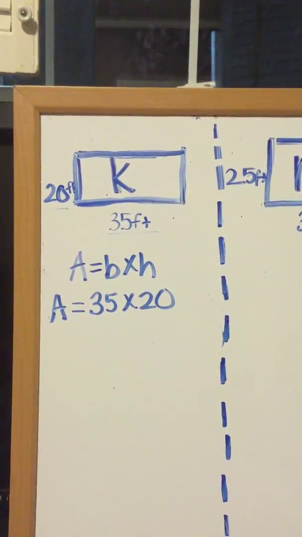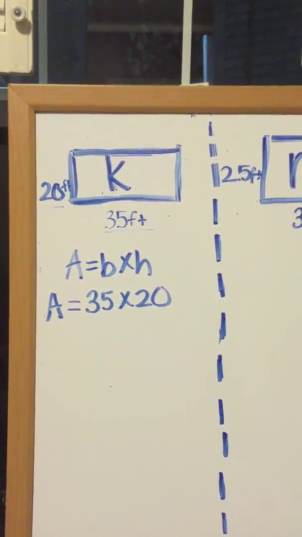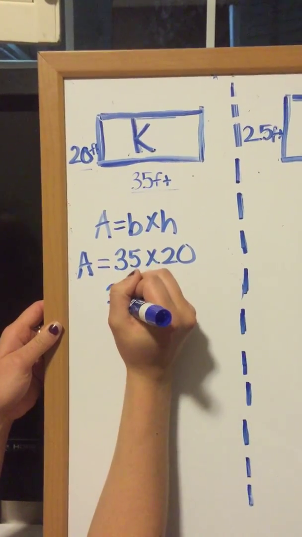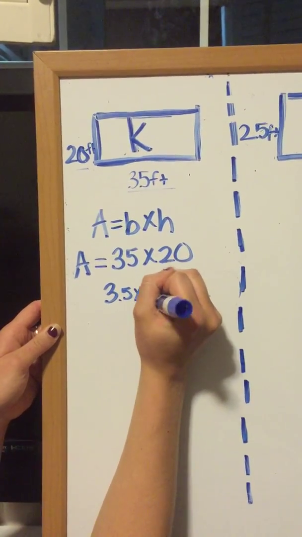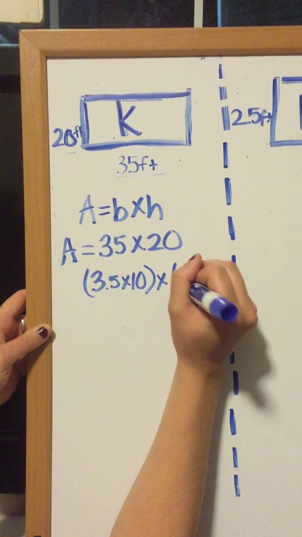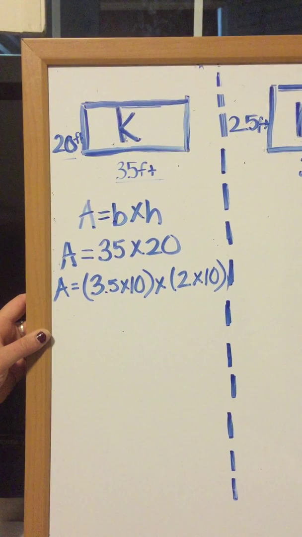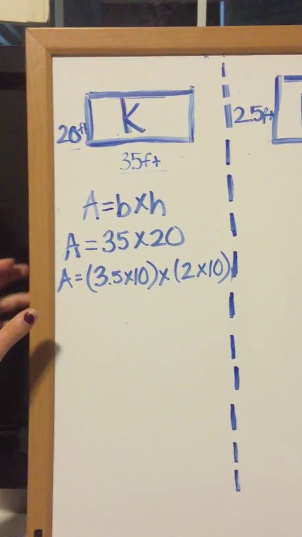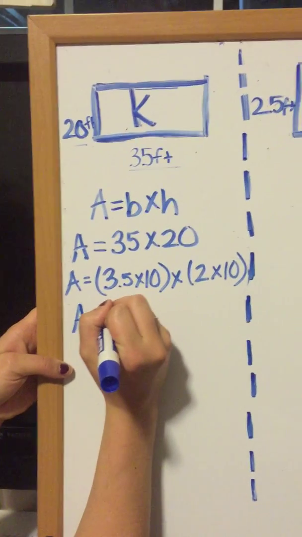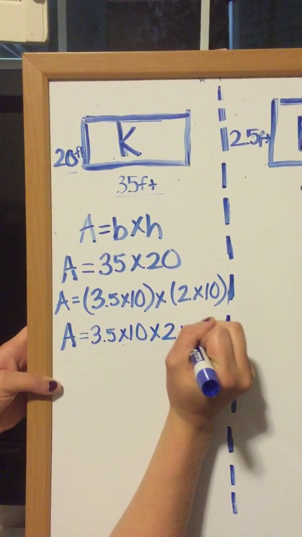Since 35 and 20 are hard numbers to multiply because they are two-digit numbers, we are going to make them smaller. 35 is equal to 3.5 times 10, and 20 is equal to 2 times 10. Since the order of multiplication doesn't matter, the area is 3.5 times 10 times 2 times 10.